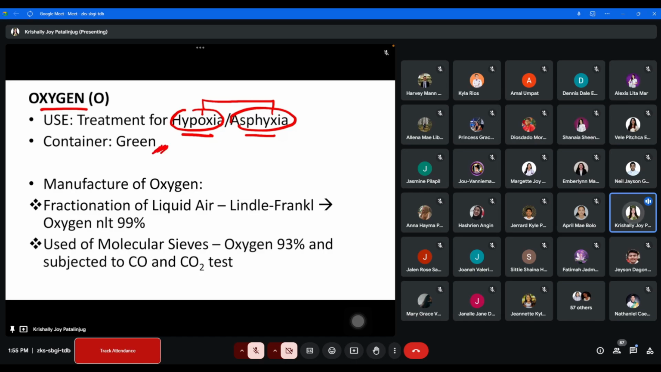Container of oxygen gas, color ng container is green. Okay, and then for the manufacturing or production, how do we manufacture oxygen? How do we obtain oxygen?